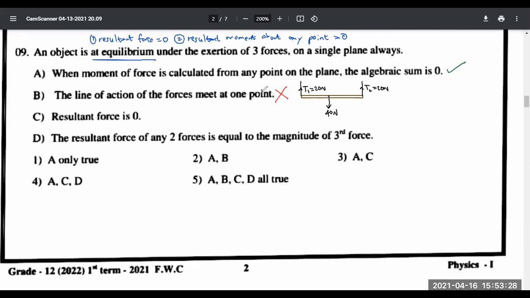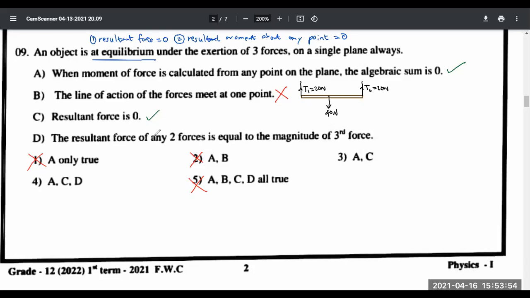But if they are parallel, they don't have to meet. And in this question, they have not specified that the forces are parallel. Therefore, B is wrong. If B is wrong, second and fifth can't be the answer. Okay, right. Resultant force is zero. Obviously, yes. That is one of the main requirements. So C is correct. If C is correct, one is also wrong. So it's either third or fourth.